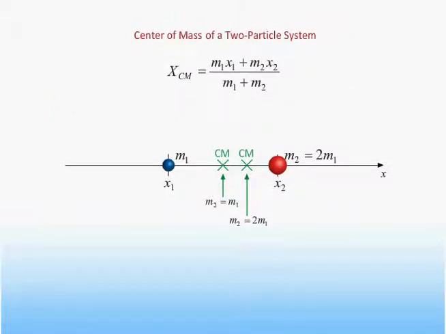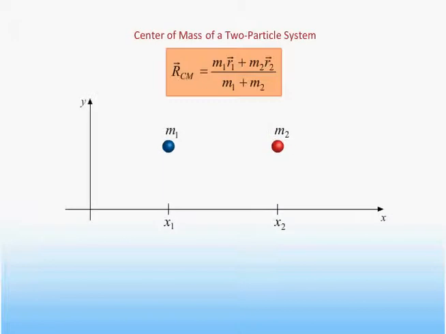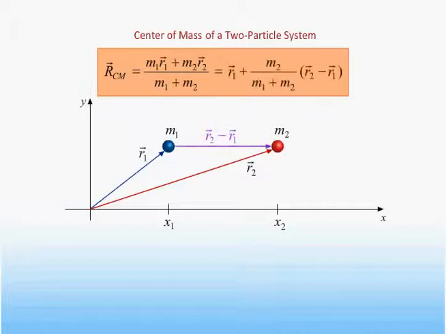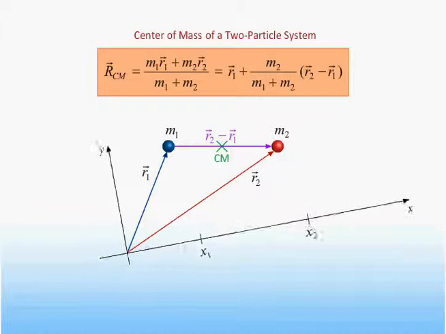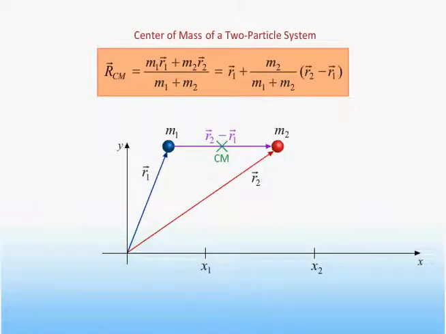This procedure for defining the center of mass can easily be extended to more than one dimension using vector addition. Here we illustrate the general expression for the displacement vector for the center of mass and show how it can be written in terms of the difference in the displacement vectors of the two particles. The beauty of this approach is that we can see that the location of the center of mass does not depend on our choice of the origin or the orientation of our coordinate system. The center of mass always lies at the same fixed point along the line connecting the two objects.